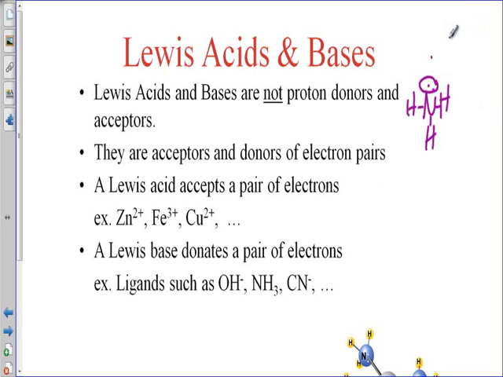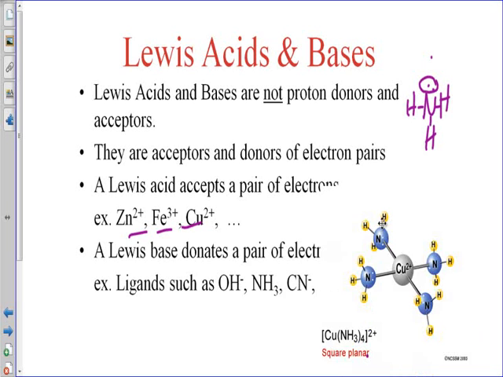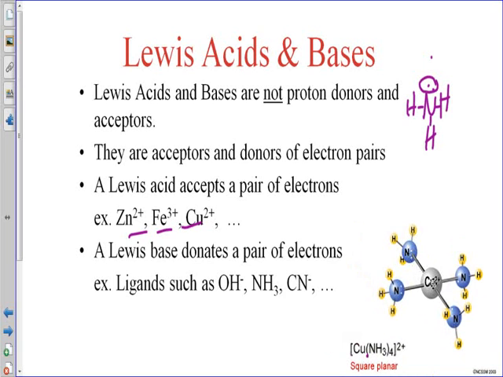Those Lewis acids are often transition metal positive ions, things like zinc plus 2, iron plus 3, copper plus 2. This is a little diagram of what a complex ion would look like. Here we've got a complex of the copper plus 2 ion, and there are 4 ammonias attached to it. It's usually ammonia that's involved in the problems, but you could also have problems using some other Lewis base, and that could include hydroxide or cyanide ions.